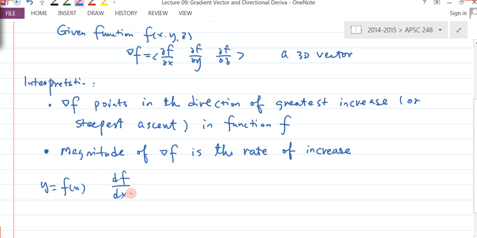The magnitude of this is the rate of change, in this case the rate of increase, because the vector is always pointing in the direction of the greatest increase. Okay? So the next topic, once we finish this, is the directional derivative, where you'll see that there is a more general concept in terms of the slope. So we'll extend the concept.